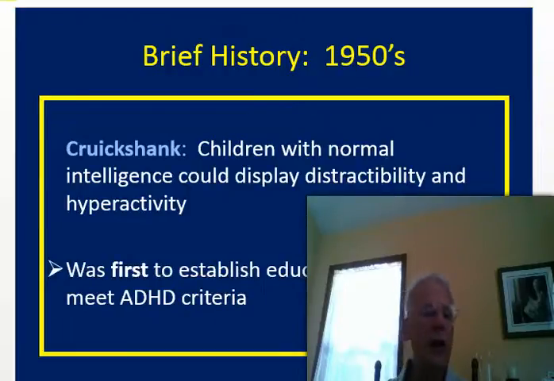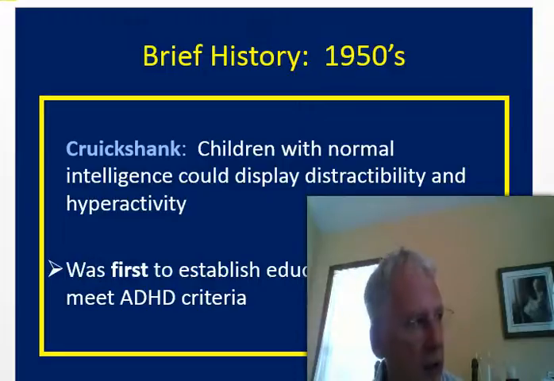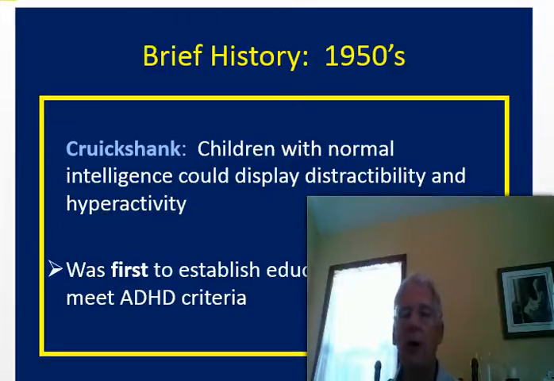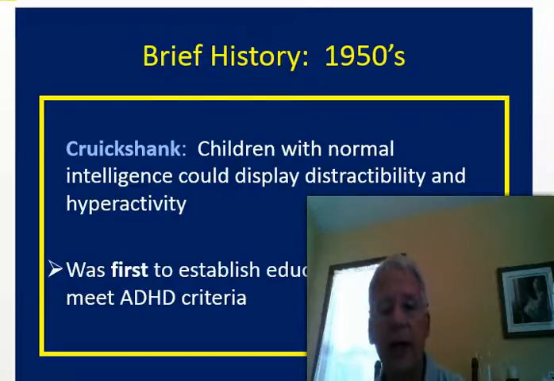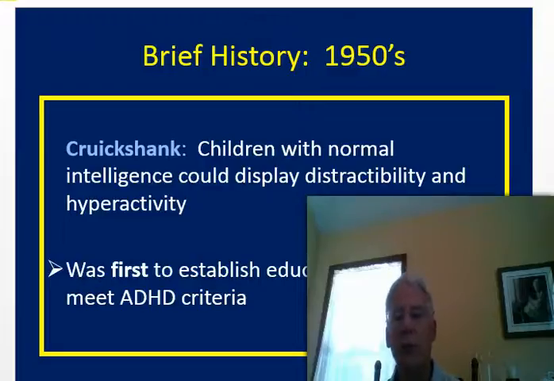So there's a summary slide, slide 15, of Cruikshank's work. And he was the first to establish educational programs that met ADHD criteria. So we go back to the late 1700s, where they began to discover or identify those with inattentive behavior, up through the early 1900s when the research was done on World War I soldiers, and then began to look at those with abnormal intelligence. And now in the 1950s, we begin to see that ADHD is related to those with normal intelligence as well.